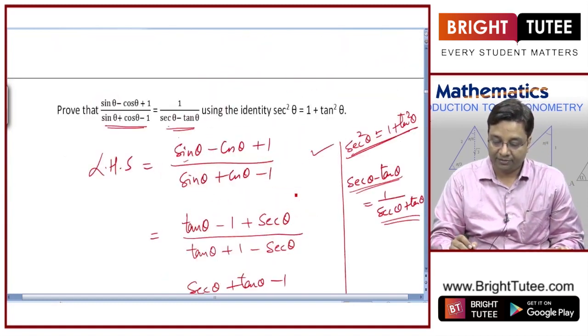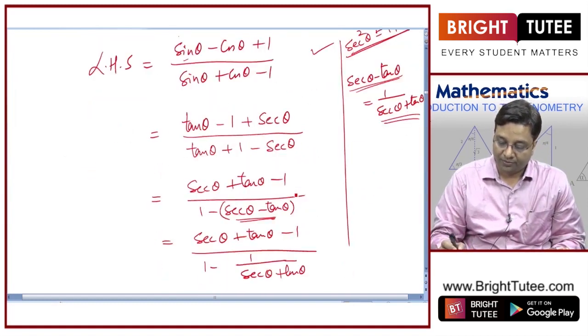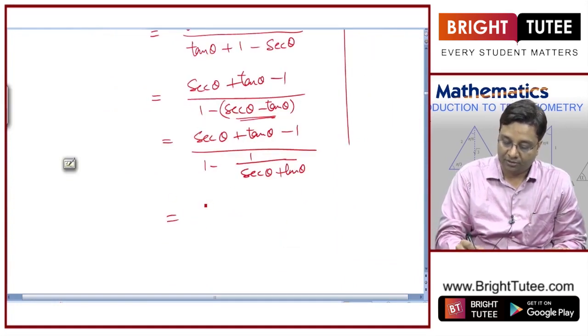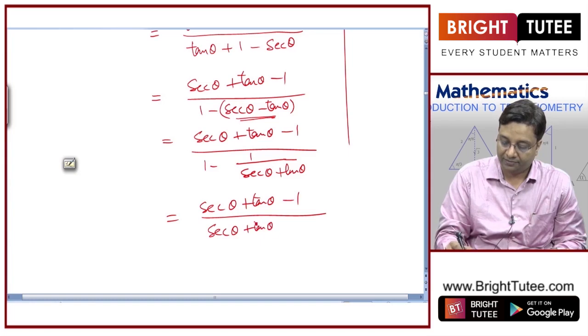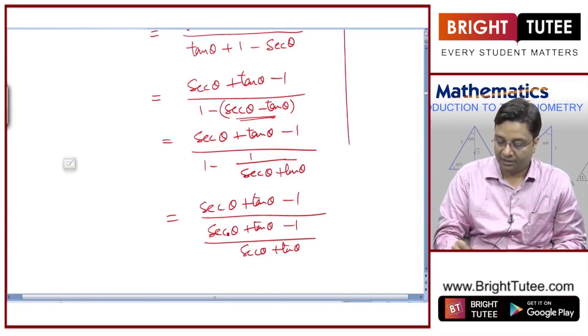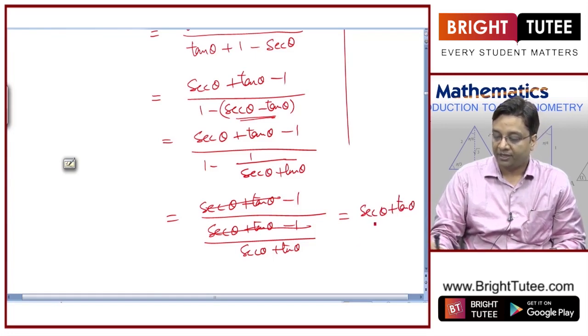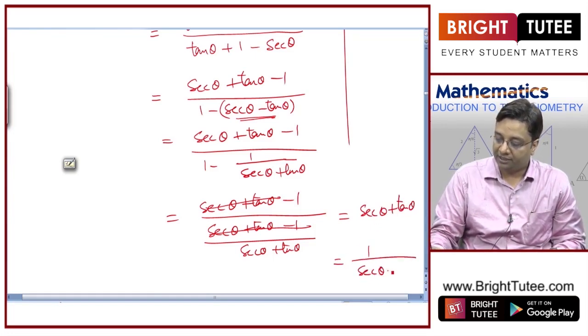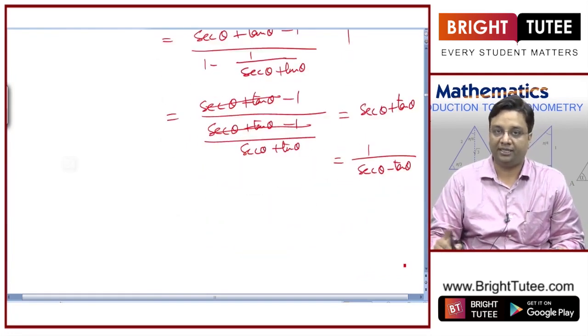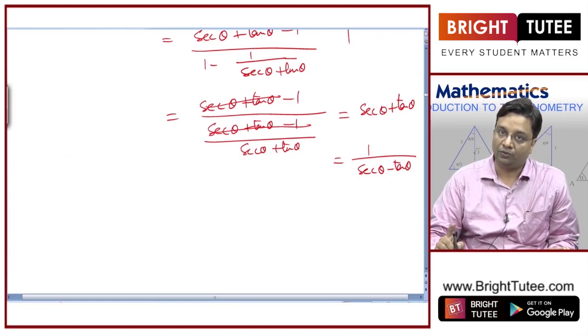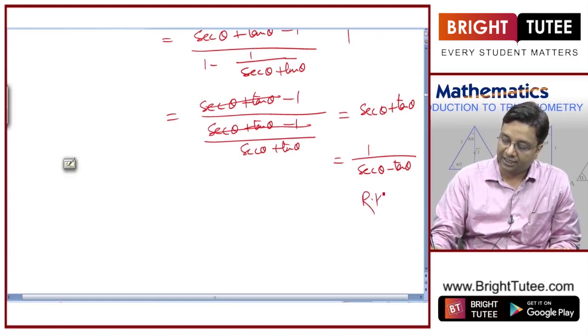Why I am doing it is that I need to cancel these terms. Now if you see, secant theta plus tan theta minus 1 divided by, if I take the LCM here, it will be secant theta plus tan theta minus 1 divided by secant theta plus tan theta, right? Now I can cancel these, and this secant theta plus tan theta will come in the numerator, which is equal to 1 by secant theta minus tan theta, by using the same identity, secant square theta minus tan square theta equal to 1, which is the right hand side, hence proved.